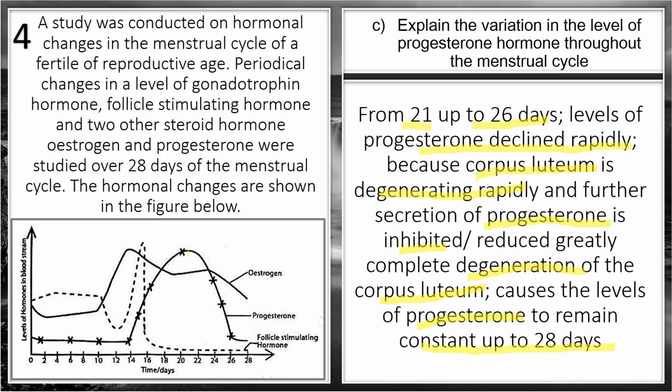So from here, there is a reduction in the production of progesterone because the corpus luteum is degenerating. And when the corpus luteum has degenerated, there is no further secretion of progesterone, so it remains constant from the 26th up to the 28th day.